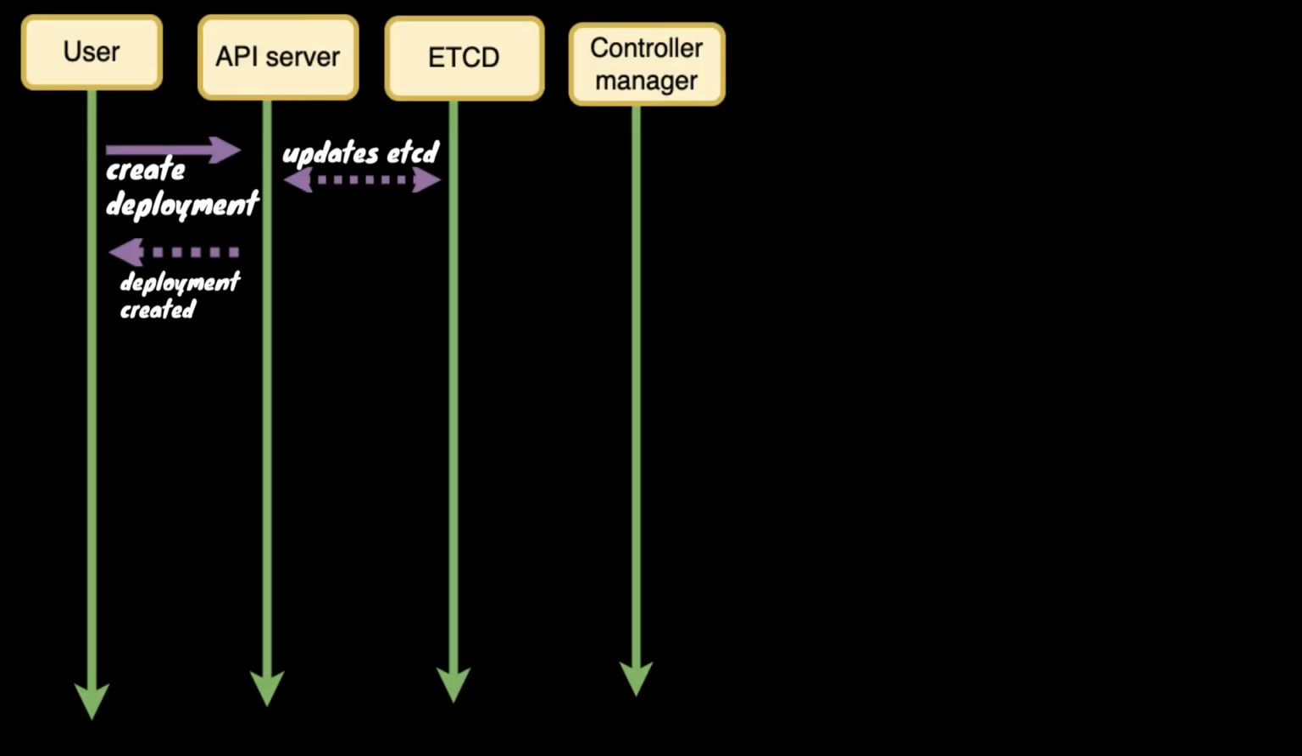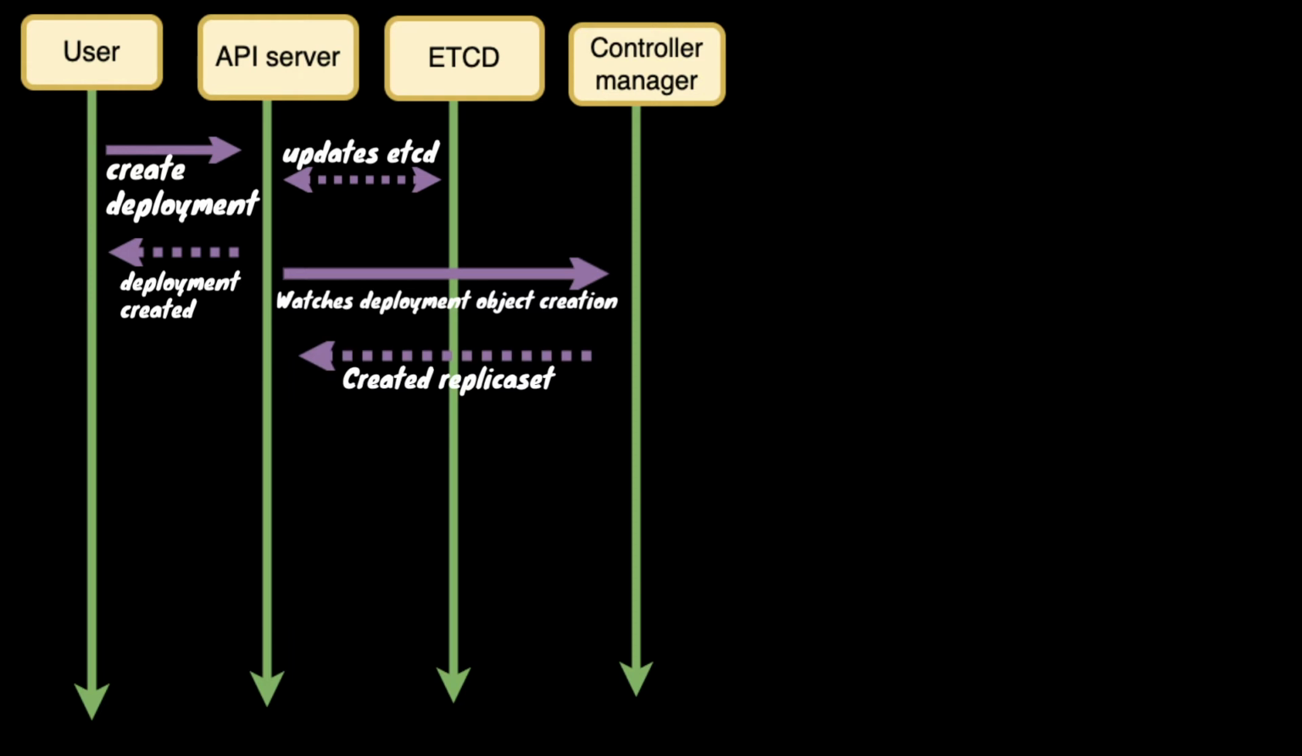When a deployment object is created in the etcd database, the deployment controller notices that change and creates a replica set object with 3 replicas of the pod, and notifies the API server. Once the replica set is created, the API server again updates etcd about the replica set being created.